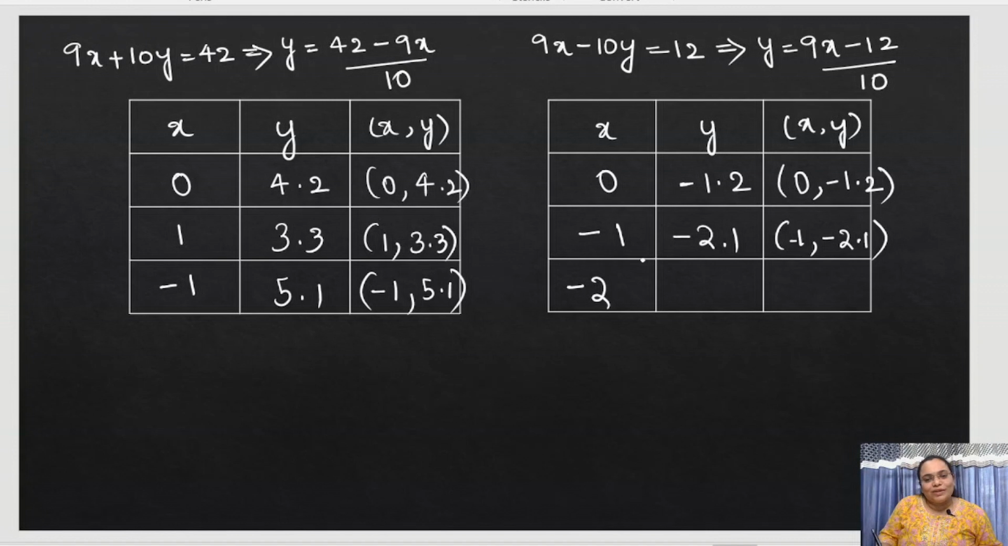So if you put x equals to minus 2, this will be minus 18, right? 9 2s are 18. So minus 18 and minus 12 will be minus 30, right? By 10 is minus 3. So the points are minus 2 and minus 3. Okay. Now let us plot the graph.